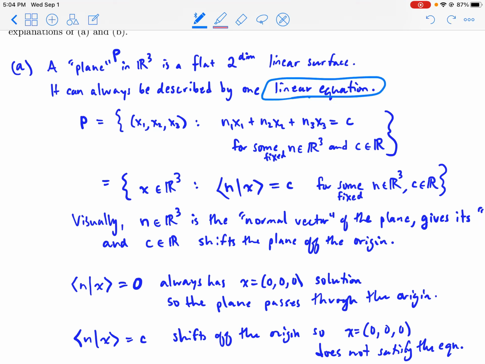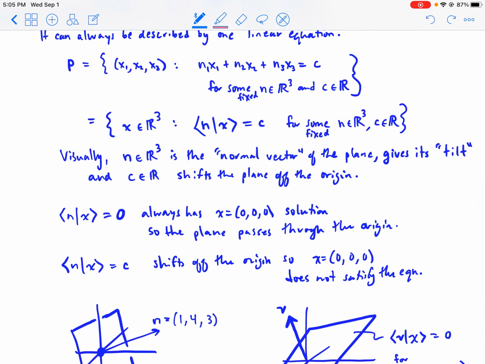This is the most general form it can be if it's going to be a linear equation, which would give you a flat surface. So for some fixed numbers n1, n2, n3, and some fixed number c, I just called them that, n for normal and c for constant, but you can call it whatever you want. This is just the dot product of that vector n with the variable vector x. And so I wrote this in two different ways so you could see different ways.